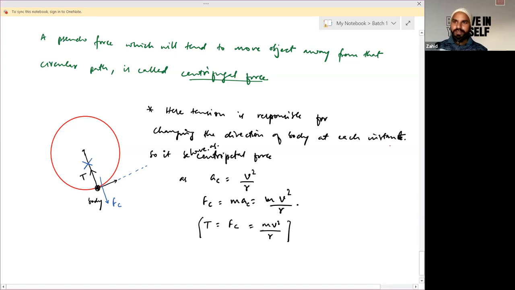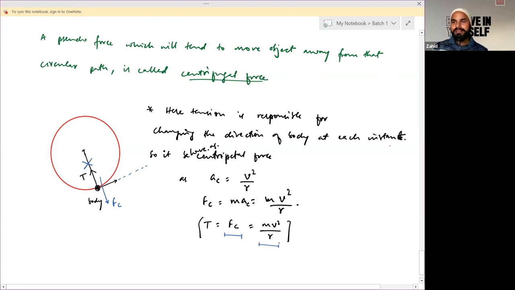In the first sense, you will say tension is responsible for changing the direction of the object at any instant. So it behaves as the necessary centripetal force to change the direction of the body. That's why I have written tension is equal to centripetal force, which is equal to this term.